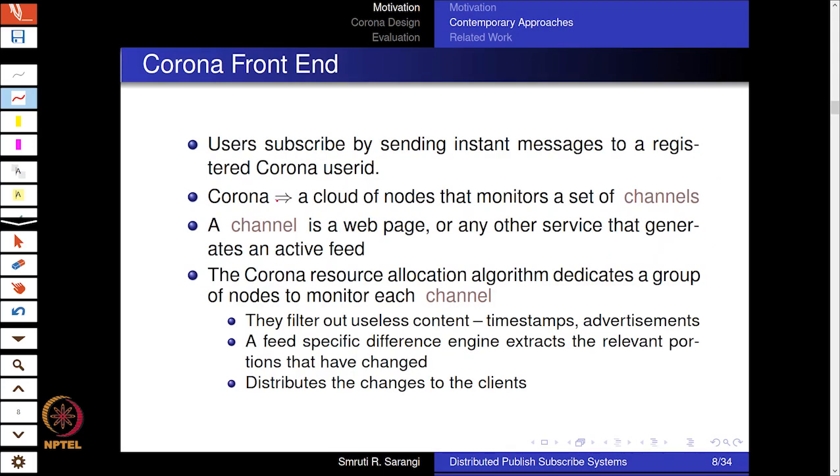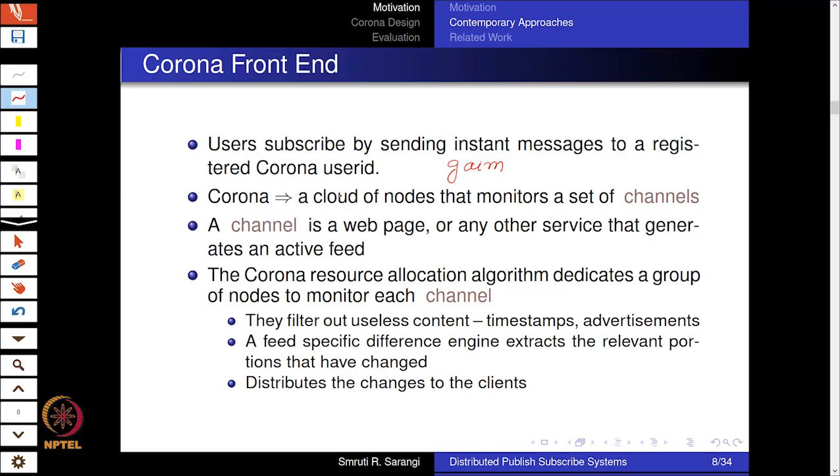So how did the Corona system, which was done way back in the 90s, actually work? Users subscribed by sending instant messages to a registered Corona user ID. Of course, instant messages are everywhere. We have a lot of instant messaging protocols like Google Talk, Skype and so on, and we have a lot of instant messaging platforms. Also, we have the software called Gaim in Linux, which aggregates all of them. So they send an instant message to a Corona user ID.